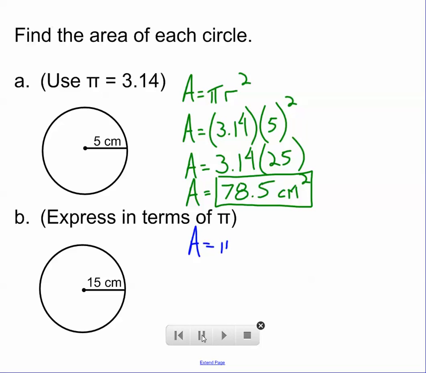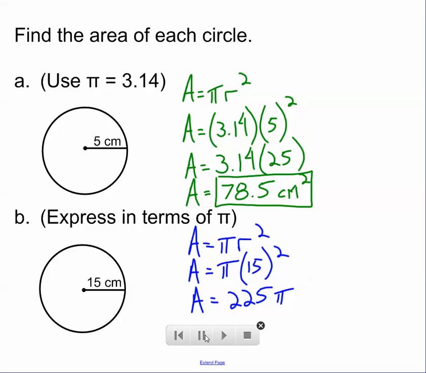It sounds a little bit confusing even, but I would actually argue that it's easier. So area of a circle is pi r squared. They're giving us that the radius is 15 centimeters. 15 squared is 225. So our area is 225 pi centimeters squared. Okay, this is the only way that we can express the area exactly. 225 pi centimeters squared. It's a little bit weird, but if we multiply it by 3.14 or 22/7, then we'll have an approximation of it. But it's exactly 225 pi centimeters squared. That's the area.